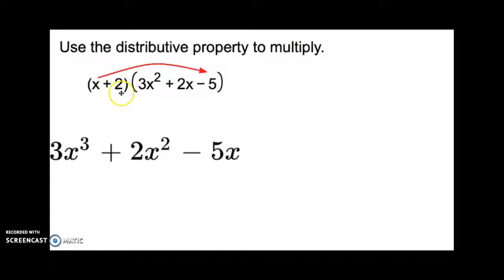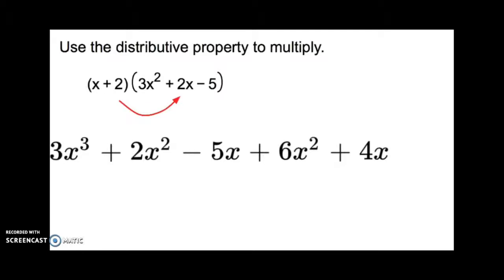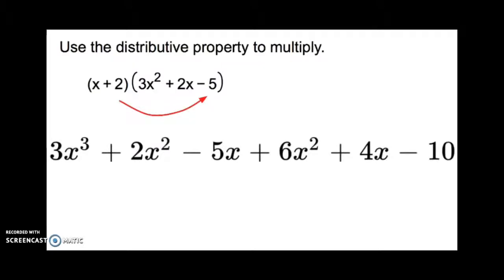So now I'm going to take the 2 and distribute that into everything. So we have 2 times 3x squared, which is 6x squared. 2 times 2x would be 4x. And then 2 times negative 5 would be negative 10. So now we need to combine our like terms.